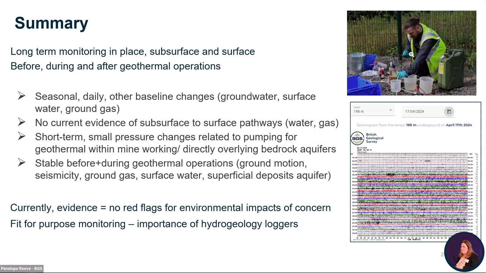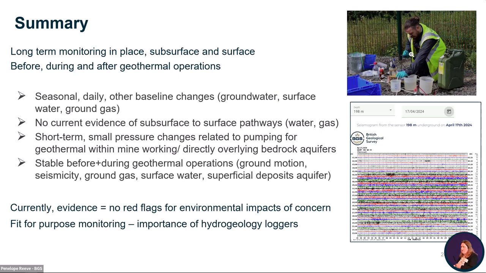There are also a number of parameters that are really stable before and during the commissioning works of the geothermal operation, so things like the ground gas, the ground stability, and so on. So at the moment, we don't have any red flags for environmental impacts in relation to the geothermal experimentation that people can come and do at the site.